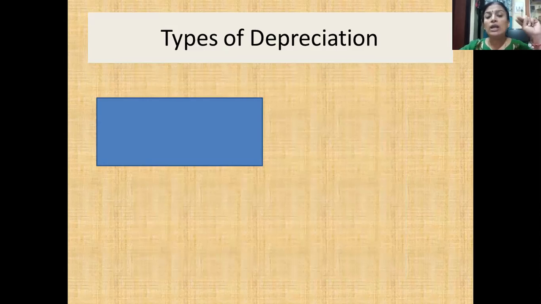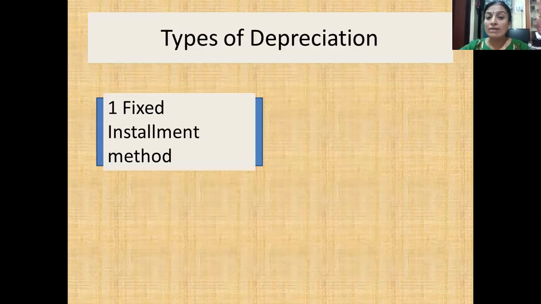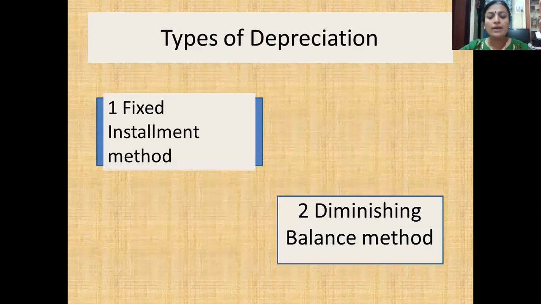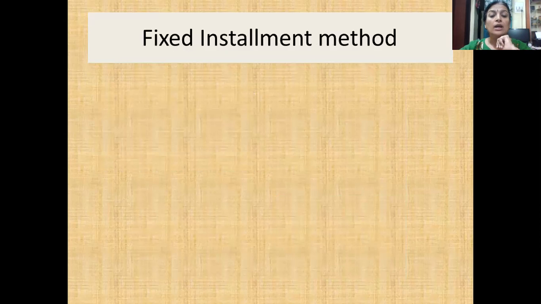There are two types of depreciation. One is the fixed installment method, and one is the diminishing balance method. What is the fixed installment method? What is the diminishing balance method? Let us understand one after the other.